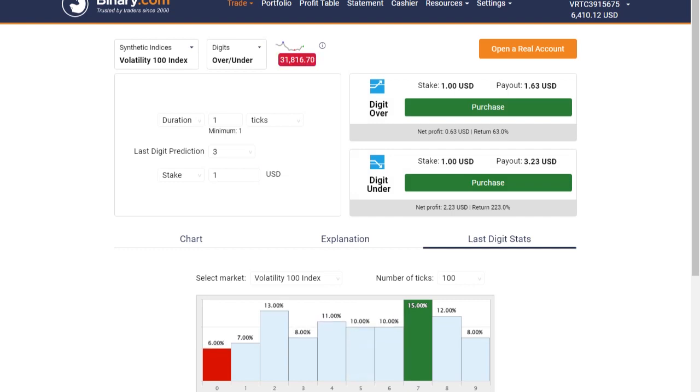But remember this: if you get number 3 two times in a row and then you get 6, 7, 8 or 9, do not enter the trade. We will lose if we enter trades when we get number 3 two times in a row. If you encounter a situation like that, wait for the price movement and then look for another entry point.